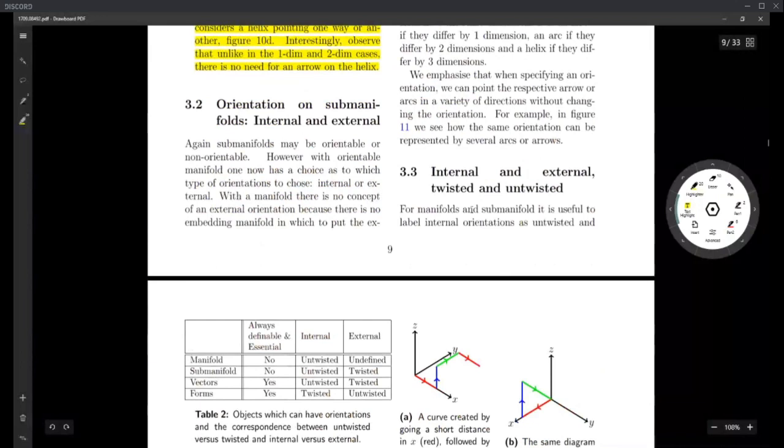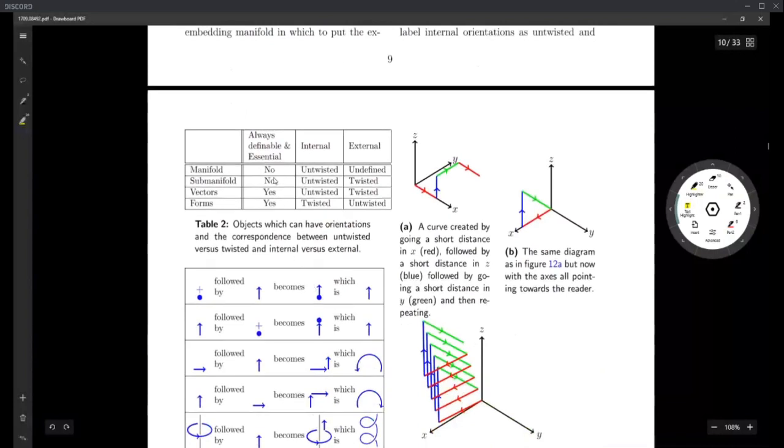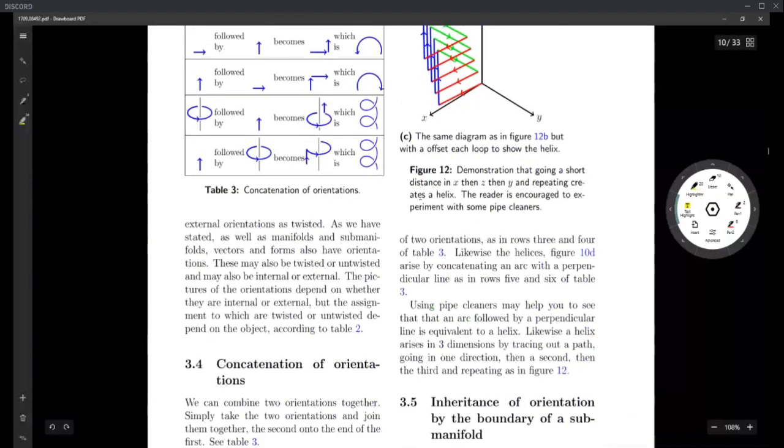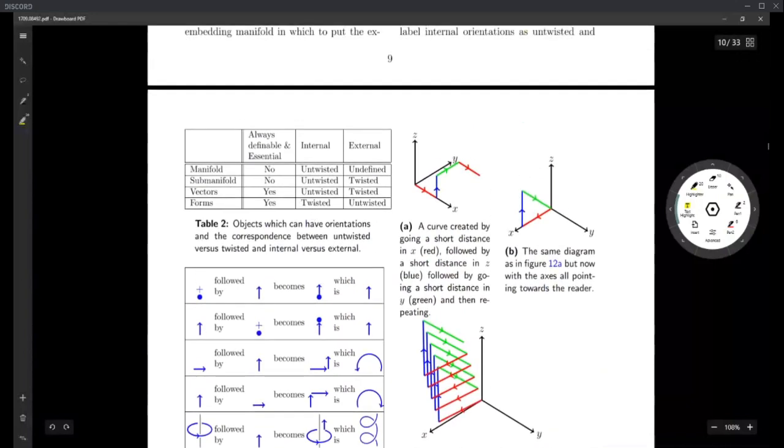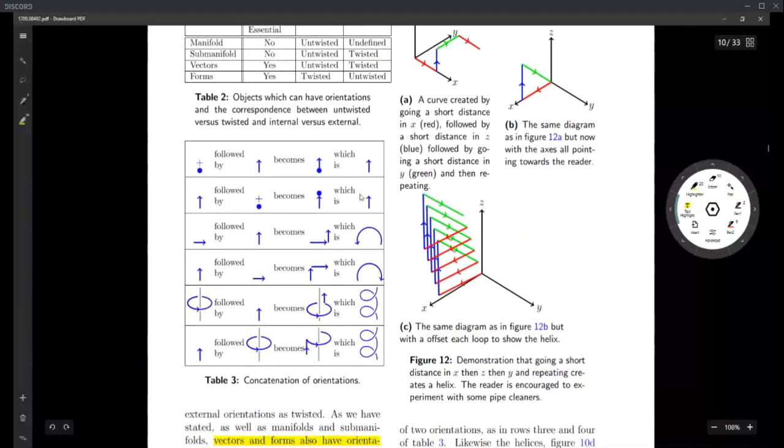Internal and external, twisted and untwisted. Where do these merge together? You would call an internal orientation untwisted and an external orientation twisted. So right here, you have a table which dictates whether these are definable and essential as such. And also, if you have not figured out yet, vectors and forms also have orientations. So they may be twisted or untwisted, or they may also be internal and external. Like you can see in this table right here. External would be twisted. These are the objects which can have orientations, and the correspondence between untwisted versus twisted and internal versus external.